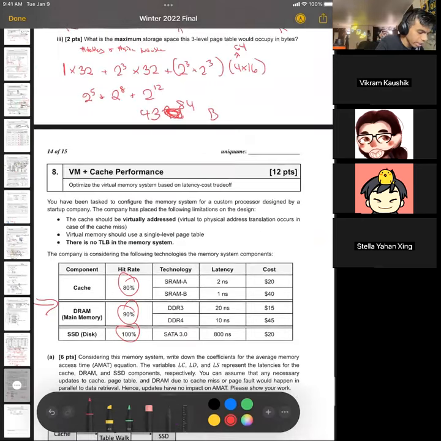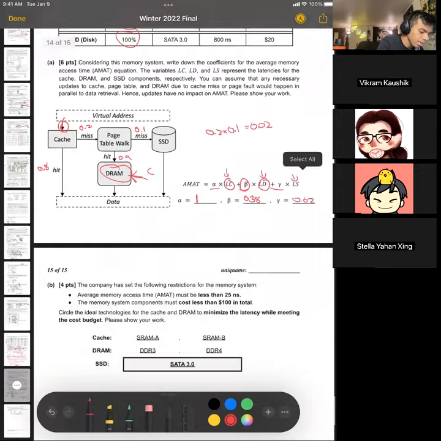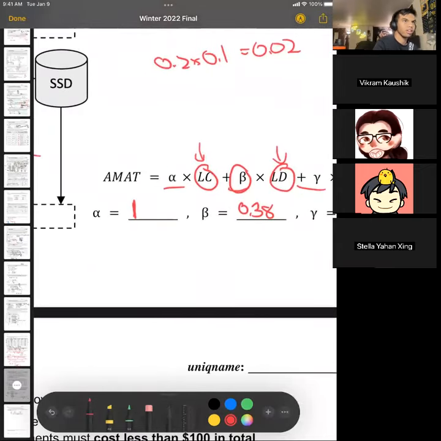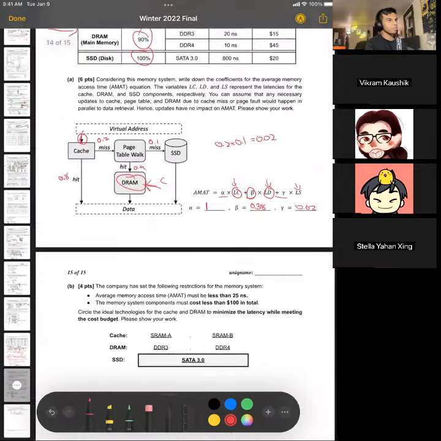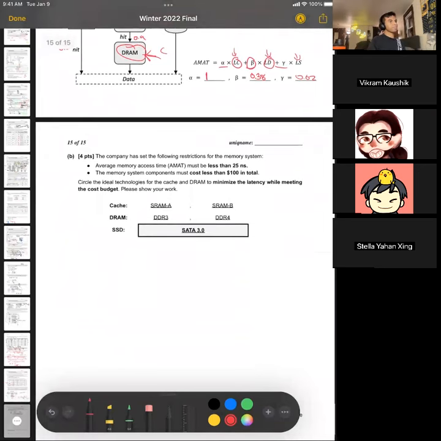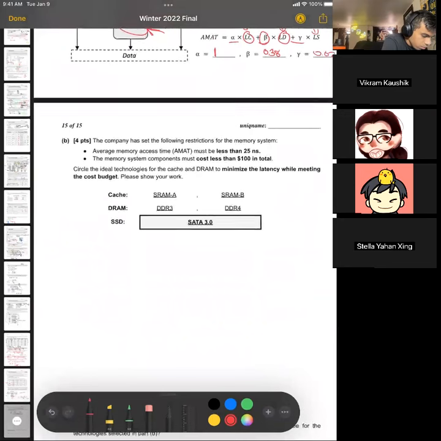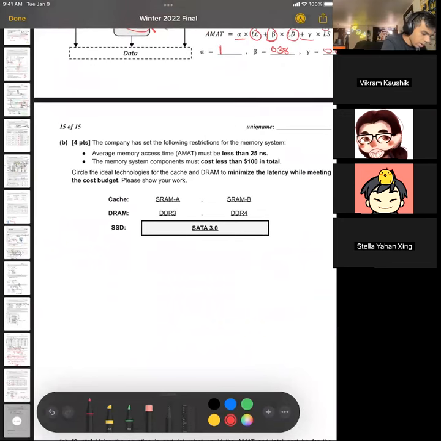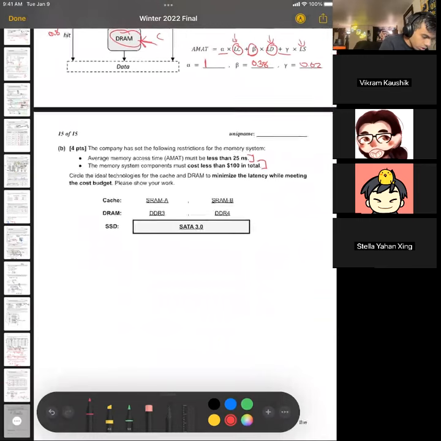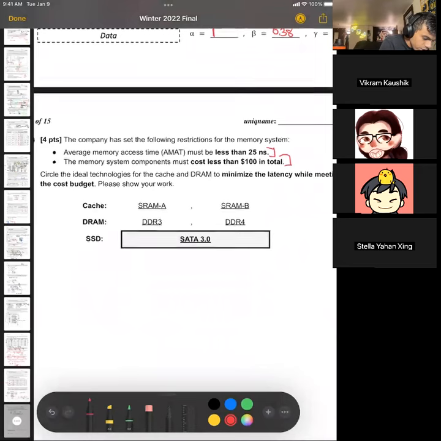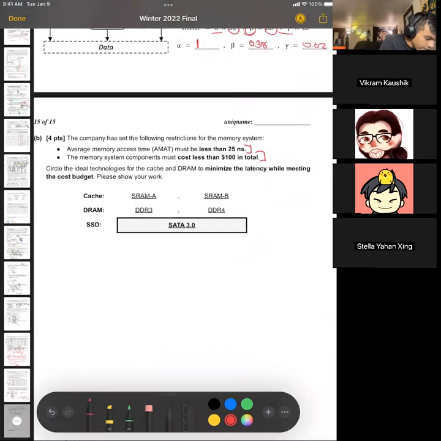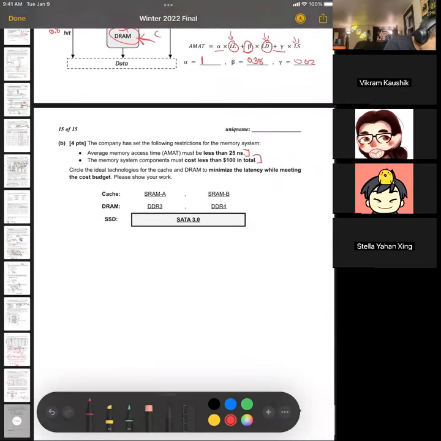Well, we've done very similar AMAT calculations, but we've never just presented you a situation where we leave the latencies as variables. So that's all that this question is. Then moving on to B, it says we have a couple of restrictions: AMAT needs to be less than 25 nanoseconds, and we only have $100. Circle the ideal technologies to minimize the latency while meeting the cost budget.